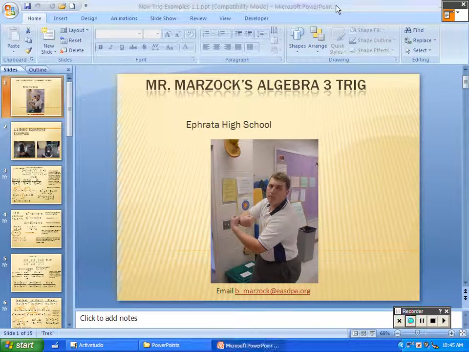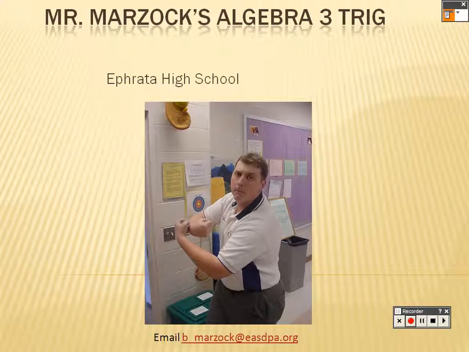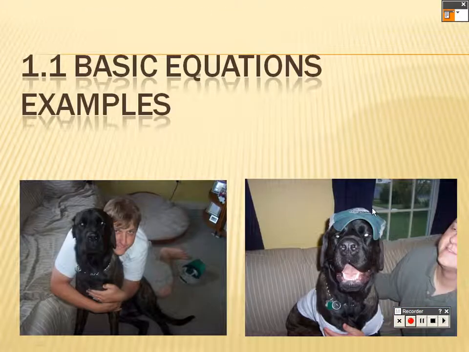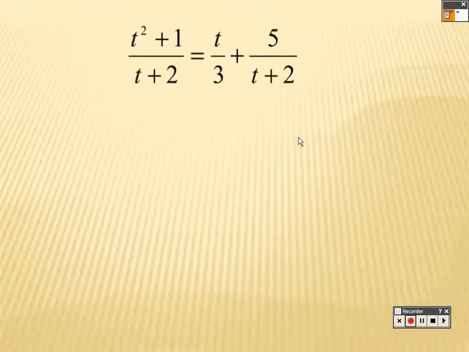Okay. Trig 1.1 examples here. Let's see what we have. Let's go from the beginning. So, Trig 1.1 examples, and this is on those basic equations. And here is our first example.